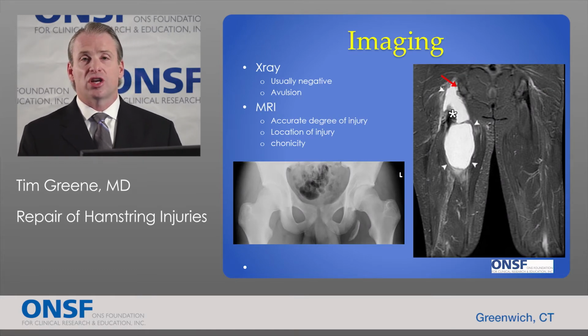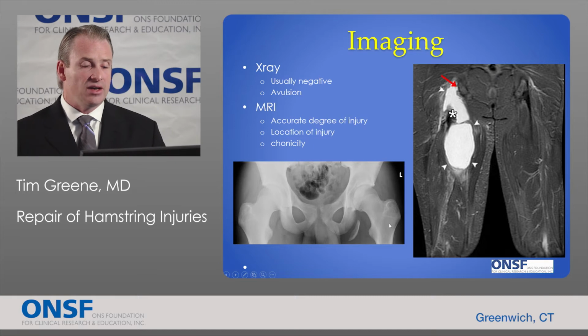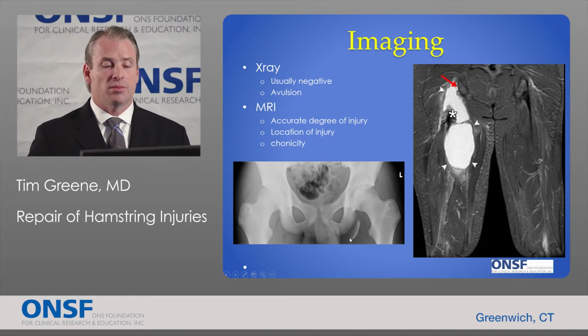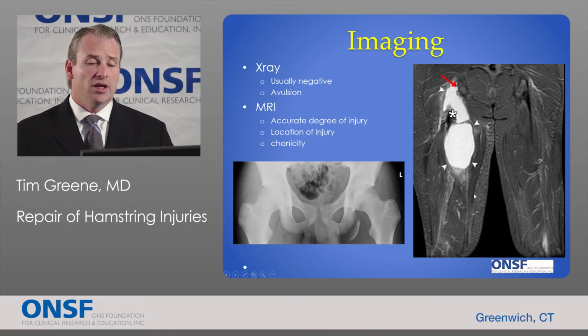So imaging, how do we look at these? X-ray, you generally won't see much except in the pediatric population, and that's because of their growth plates. We're going to talk about this in more detail, but X-ray can see an avulsion. You can see it down here on the bottom, where a little piece of bone is pulled off with a hamstring.